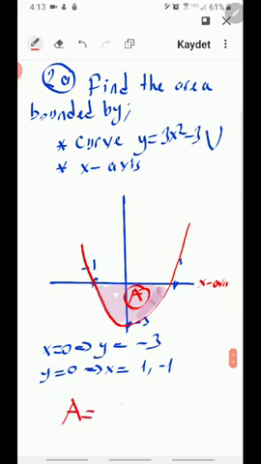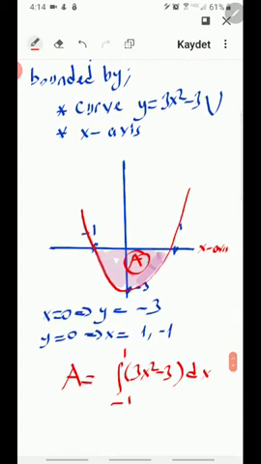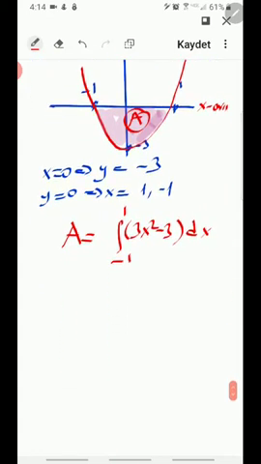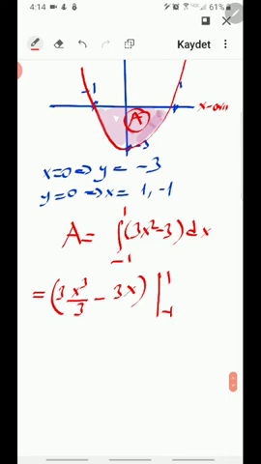Easily, the area equals the integral from where to where? The x-intercepts are minus 1 and 1, so the graph is defined from minus 1 to 1. And the function is given, 3x squared minus 3. So let's get the integral of this function. Okay, let's apply the integration rules. 3x squared has integral x cubed, minus 3x. The function is defined from minus 1 to 1. We have a cancellation here: x cubed minus 3x, from minus 1 to 1.